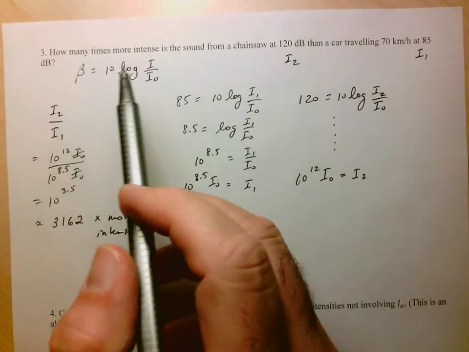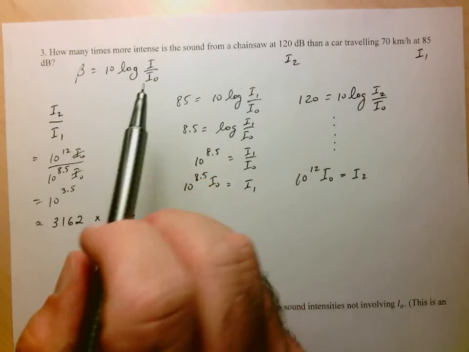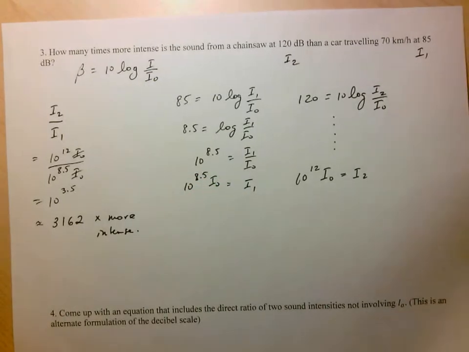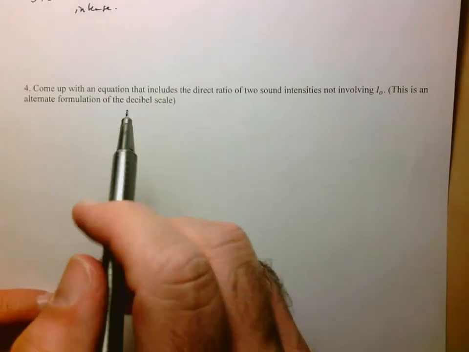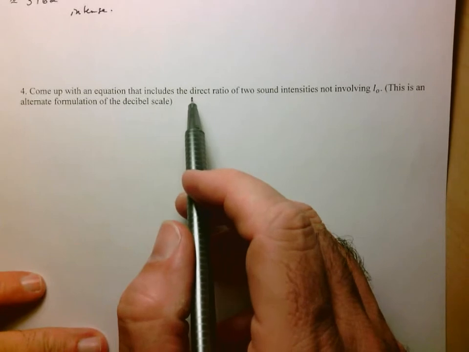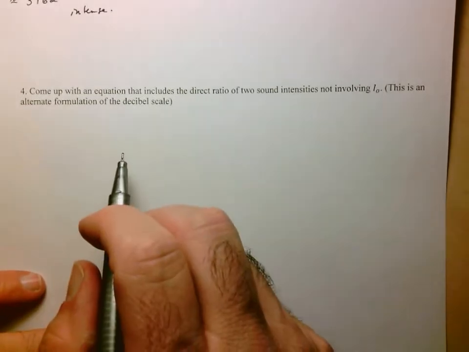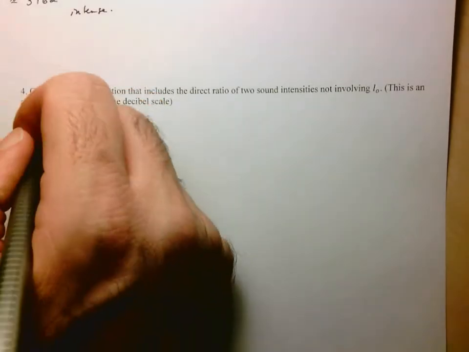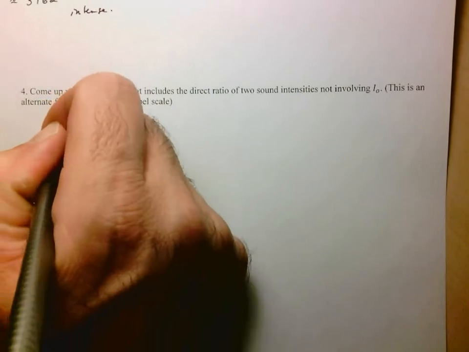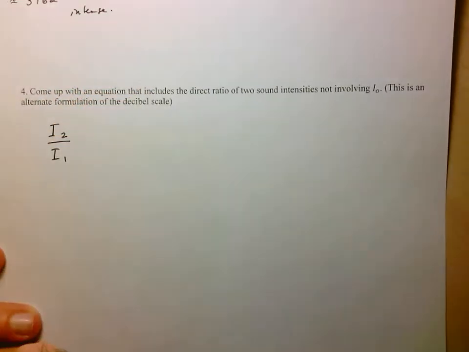Okay, without necessarily comparing it to I0, which is our baseline decibel level. Okay, so let's take a look at this one here. The hint given is that you want to come up with an equation that includes the direct ratio of the two sound intensities. If your two sound intensities are I1 and I2, what you want is some equation for I2 over I1.